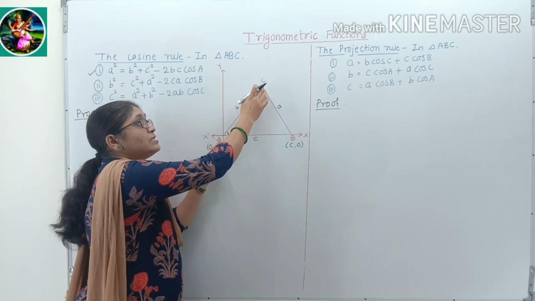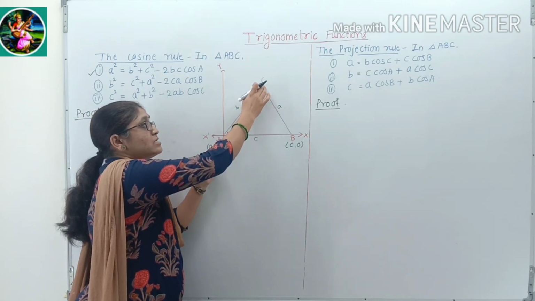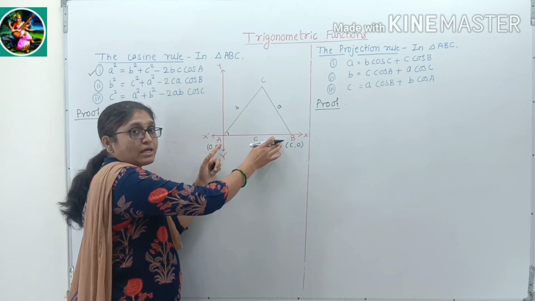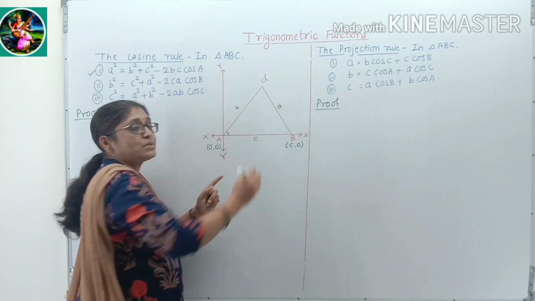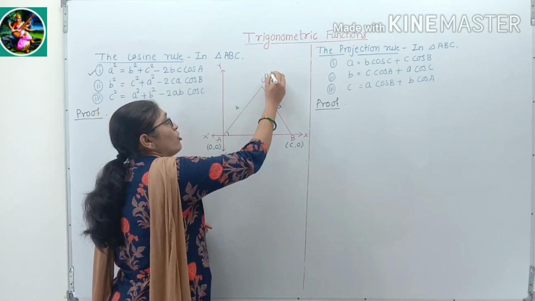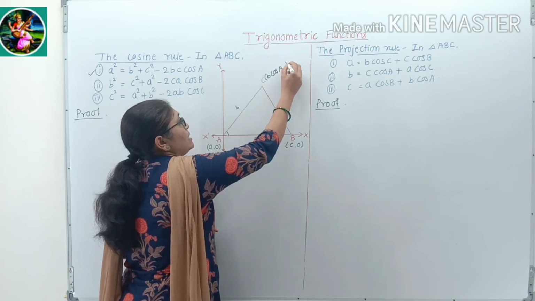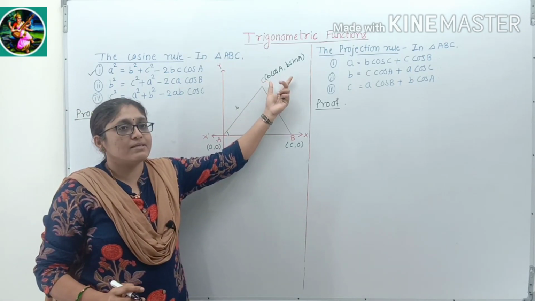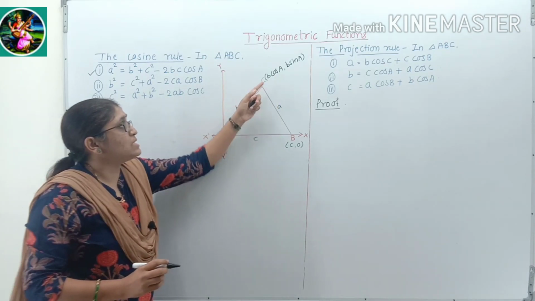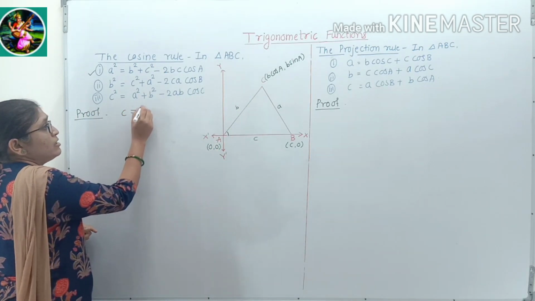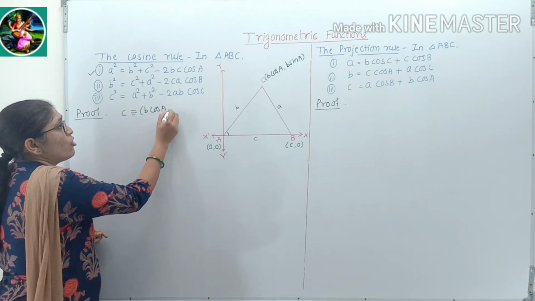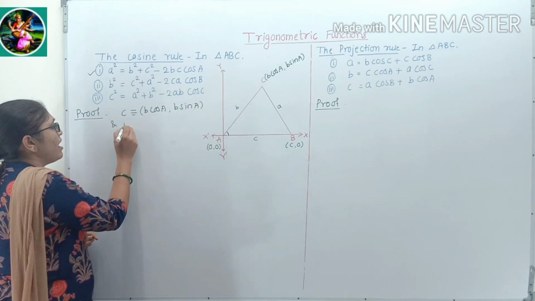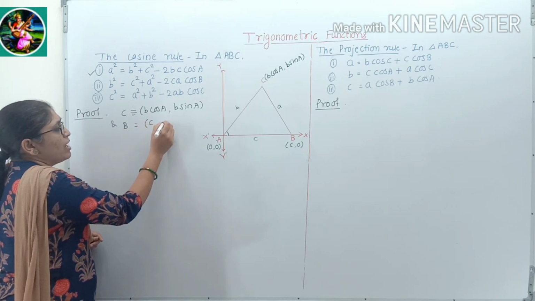As the distance of AB is c unit, the coordinate of B is c, 0. The distance between the origin and point C is b, and it makes angle A with the positive x-axis. Therefore the coordinates of C are b cos A, b sin A, using the polar coordinate system, and the coordinates of B are c, 0.